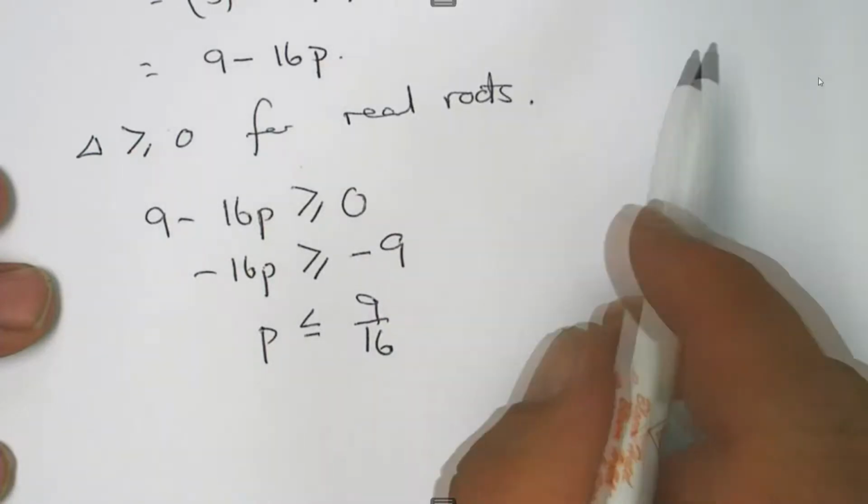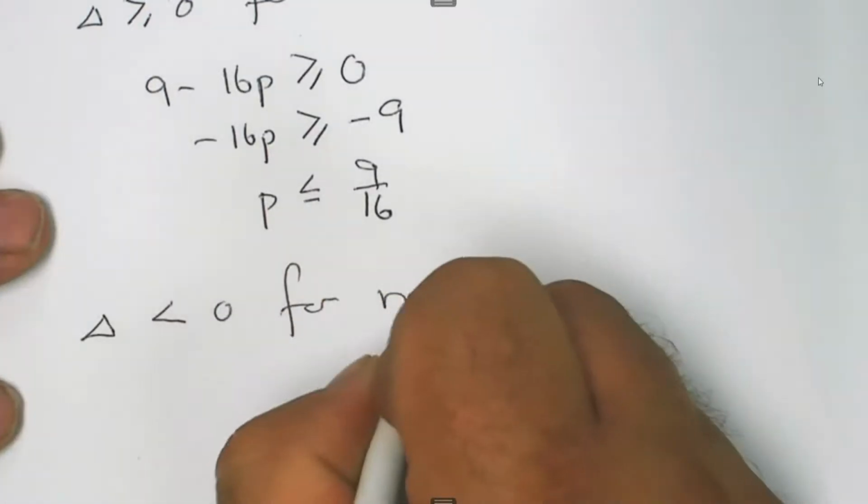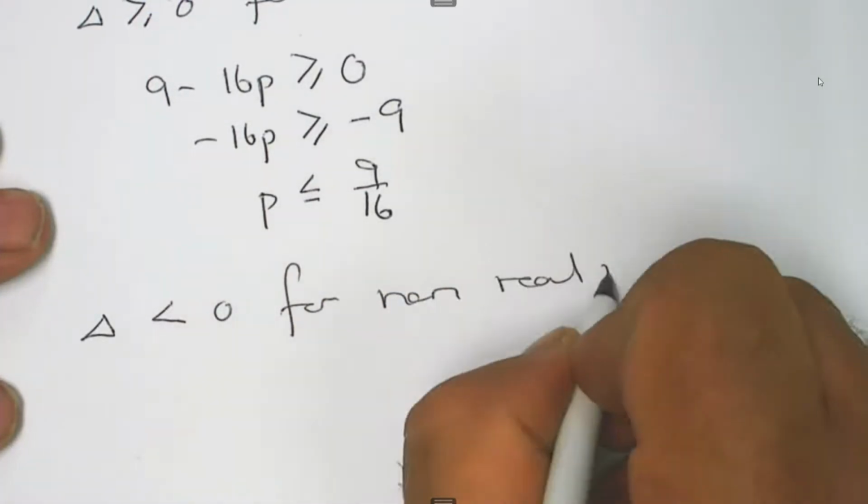And when will it have non-real roots? So delta is less than 0 for non-real roots.